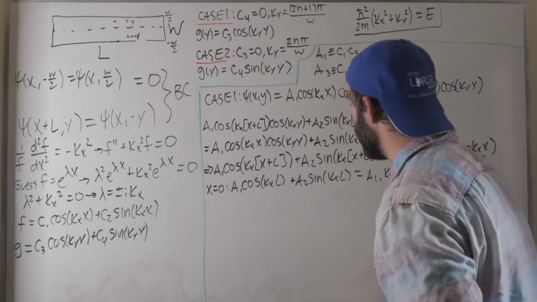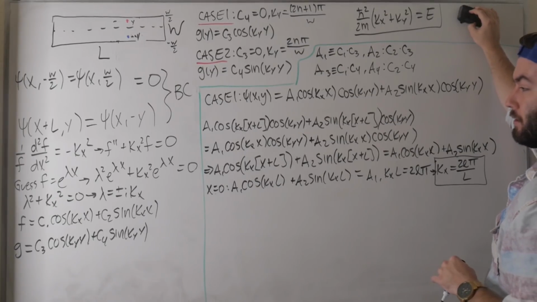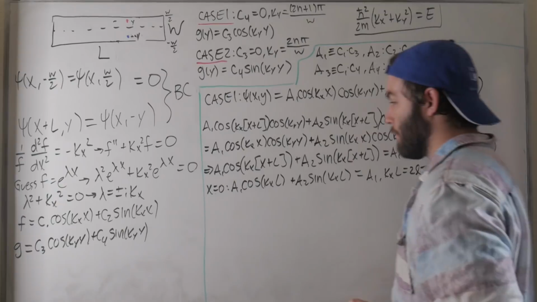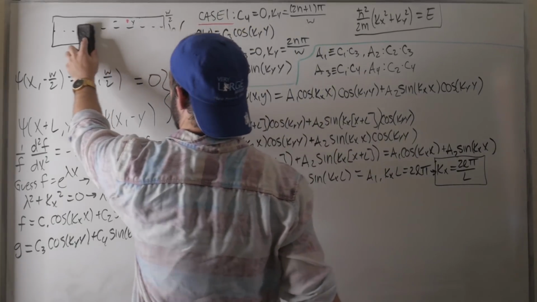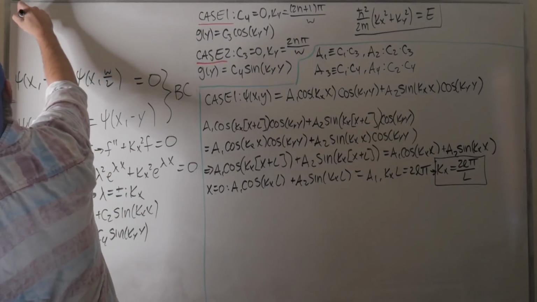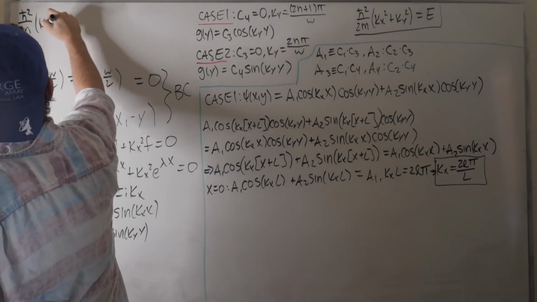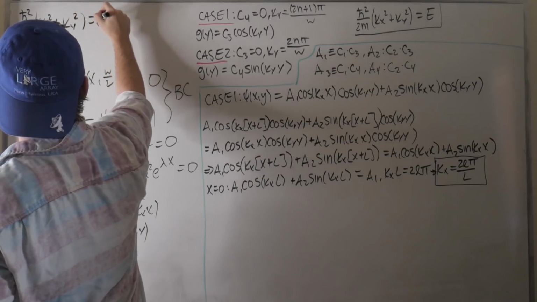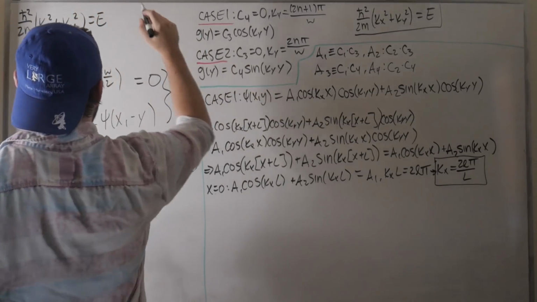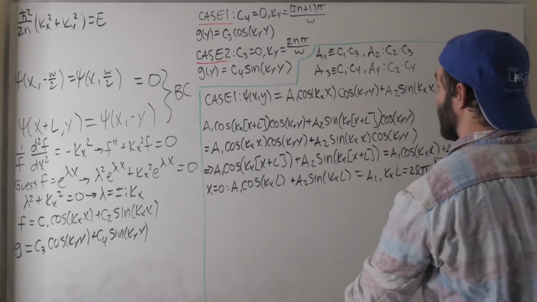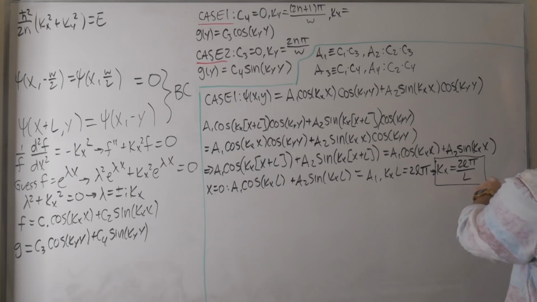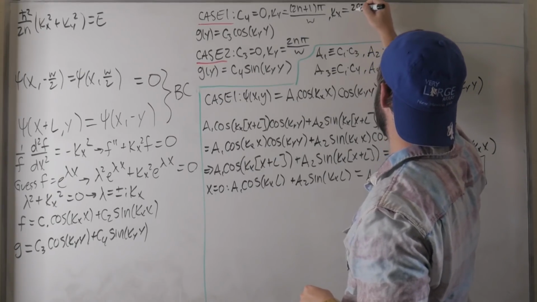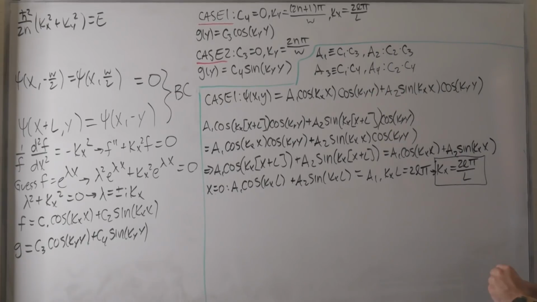So now that we have a nice little case 1 result, let's go ahead and plop this over here. I guess we don't really need the picture anymore. So let's put the energy relation over here. H bar squared over 2m times kx squared plus ky squared is equal to E. So for case 1, now we have kx is equal to 2 l pi over big L. Awesome. And now we can deal with case 2, and then we'll basically be done.